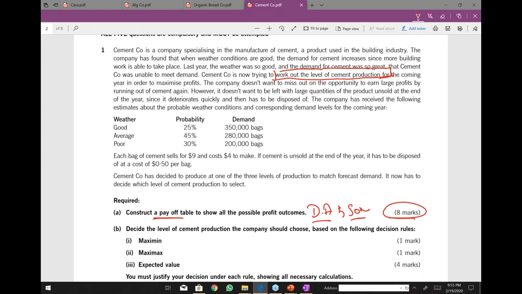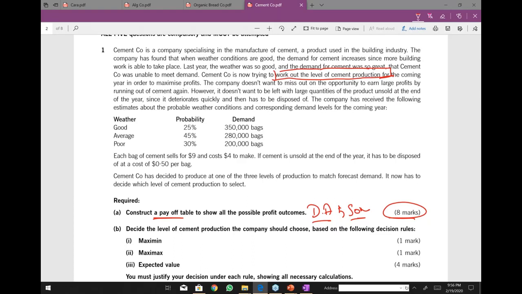The company doesn't want to miss out on the opportunity to earn large profits by running out of cement again. It does not want a situation where there is demand, but they don't have the cement. So they don't want to be in a situation where people are asking for the cement, but they say, "Oh, sorry, we don't have." This means they have produced less than the demand.